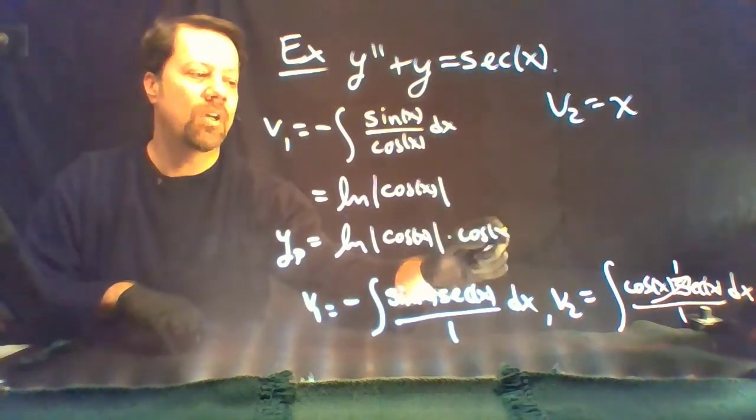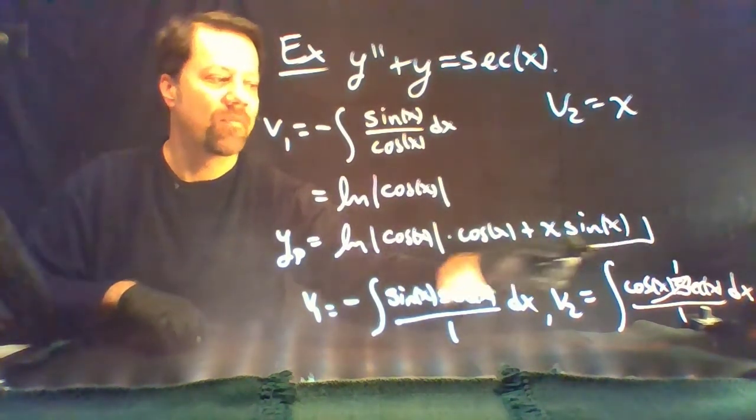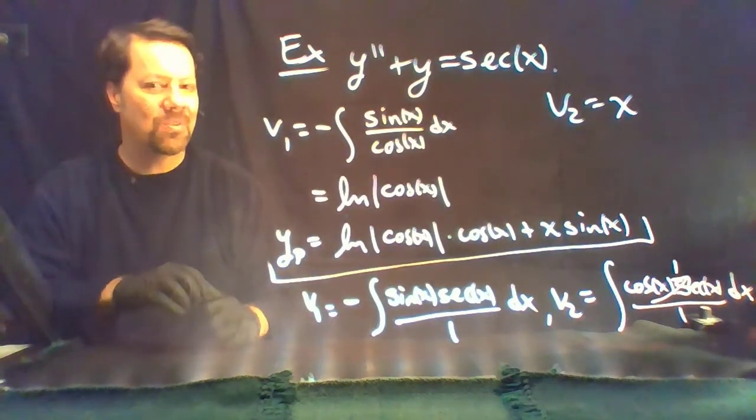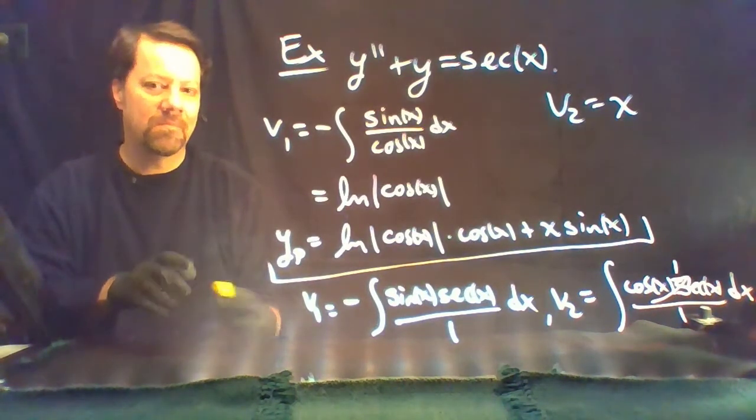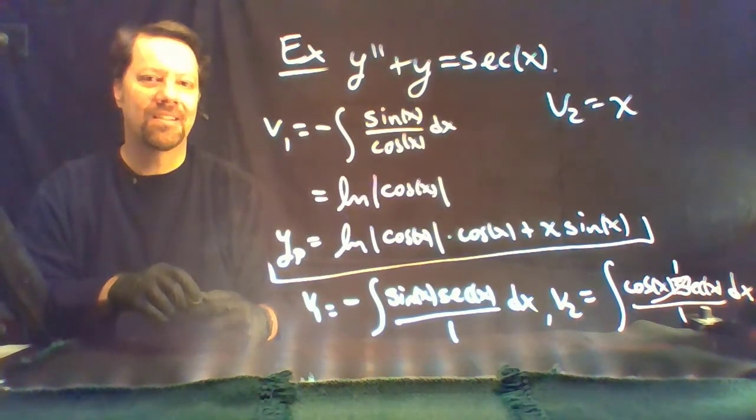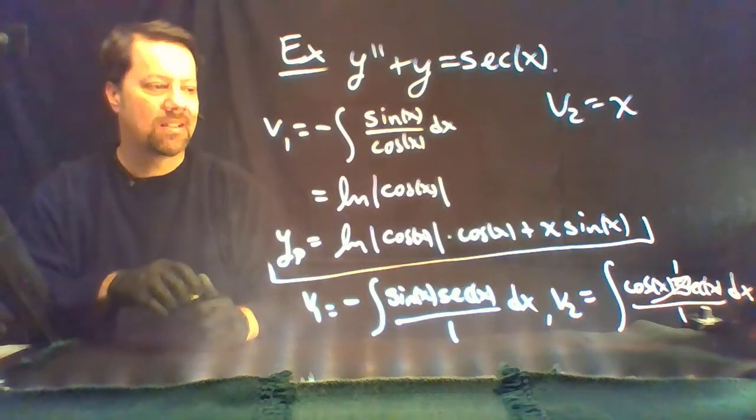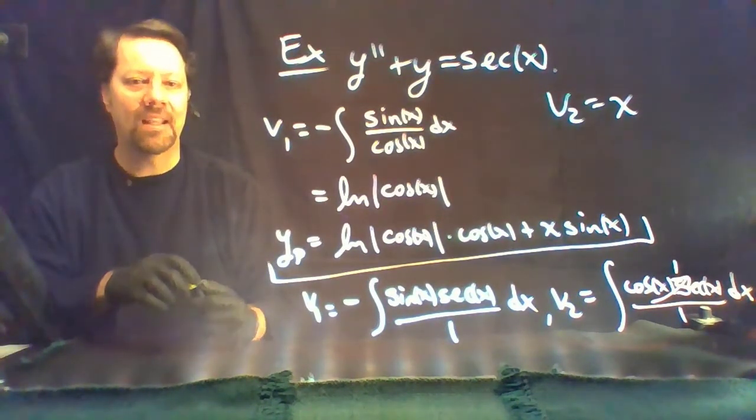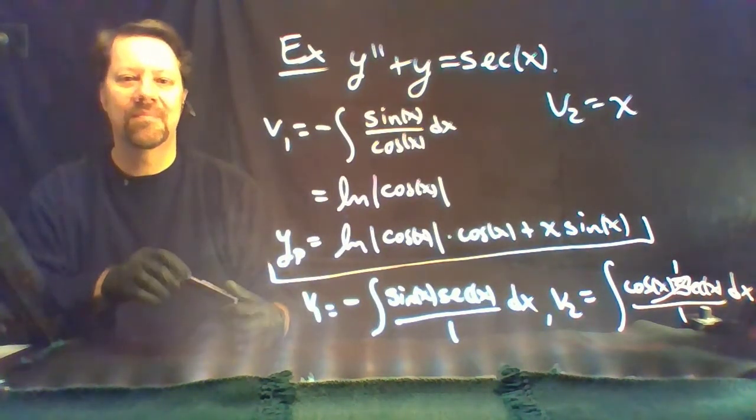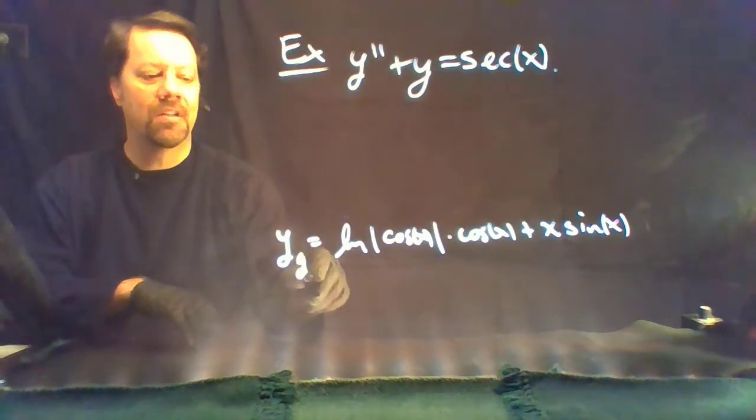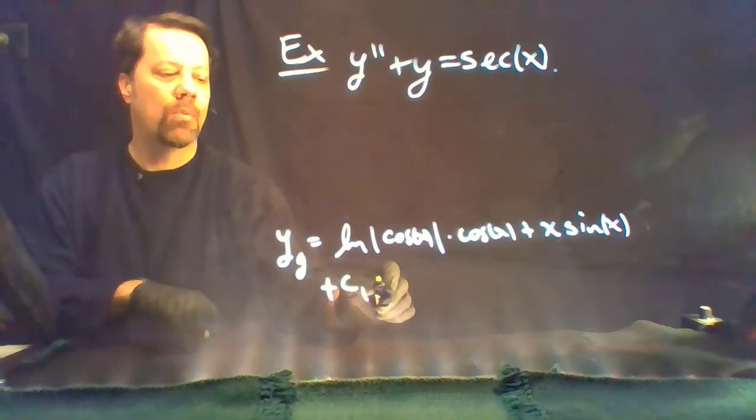The particular solution then is natural log absolute value of cosine of x times cosine of x plus x sine of x. Now I ask you, would you have made anything close to a guess of this form in terms of the method of undetermined coefficients? It seems to me there's no way you would have come up with anything even close to something like this. There's no way we can use the method of undetermined coefficients to solve this problem. We arrive at the general solution by adding to the particular solution the general homogeneous solution.